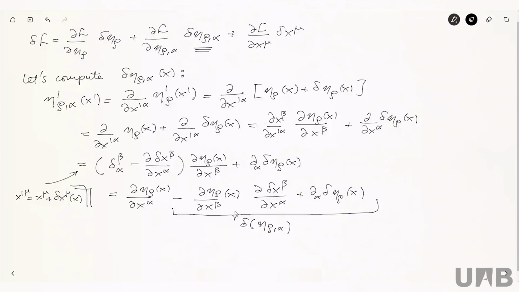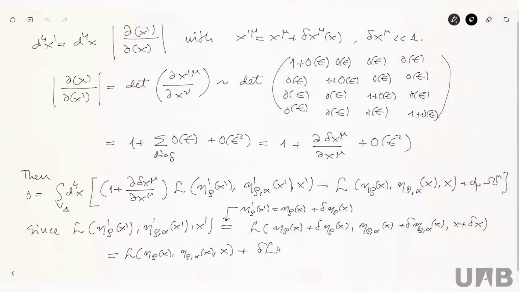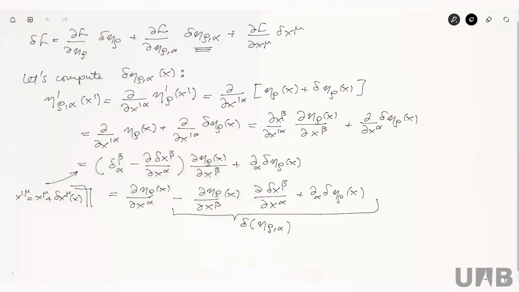So now this I'm going to use in here, and this I'm going to use in here, and I'm going to plug it into this to compute this zero in a very complicated way, as you guys are saying. Okay. So now remember the form of this. Now I'm going to write that zero as an integral d4x over b4 of 1 plus the derivative of delta x mu with respect to x mu. That comes from the Jacobian.